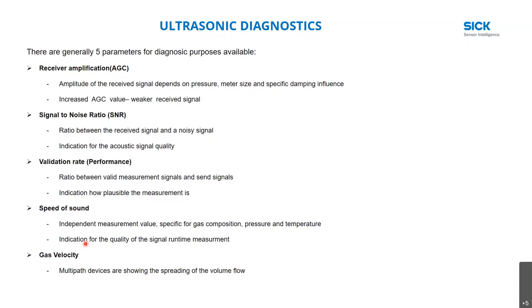Now, there's five primary diagnostics that you can see with the software. One of them is the automatic gain control, the signal to noise ratio, the meter performance, the speed of sound, and the gas velocity.